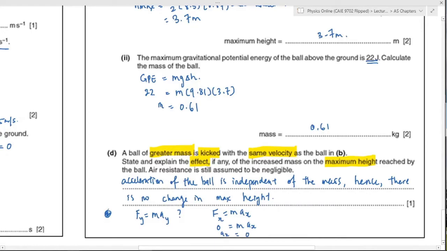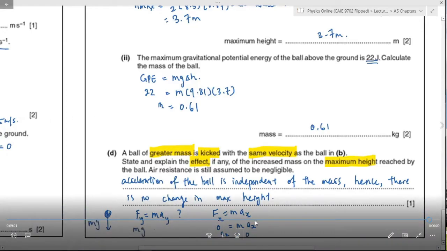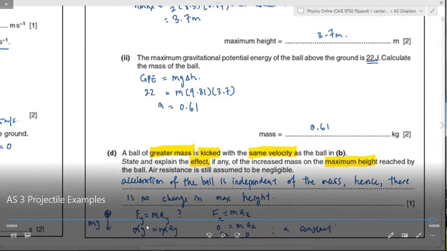If you look at the x component, your ax is always 0. What is 0 is always 0, no need to say already. And then for your ay, you can see from this diagram or this video that your F is mg, but your acceleration is equal to g because the m and m can cancel out.